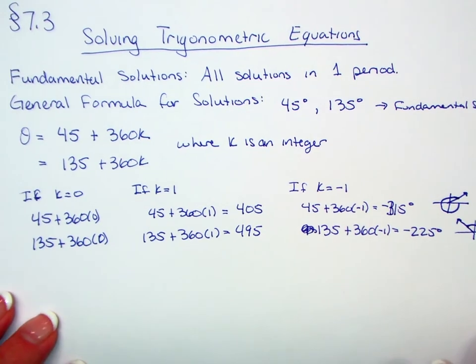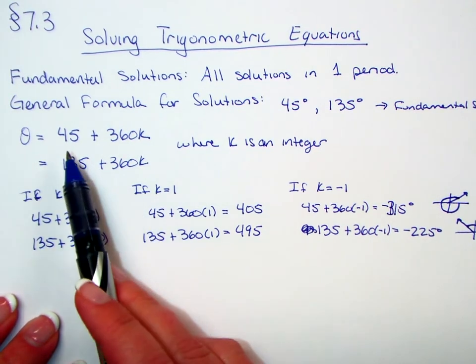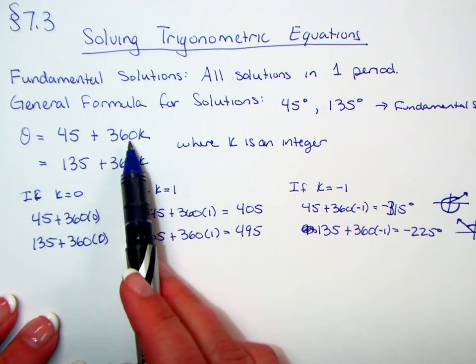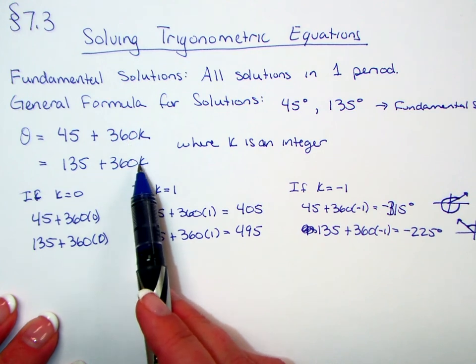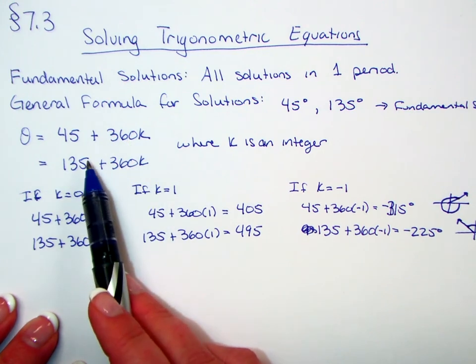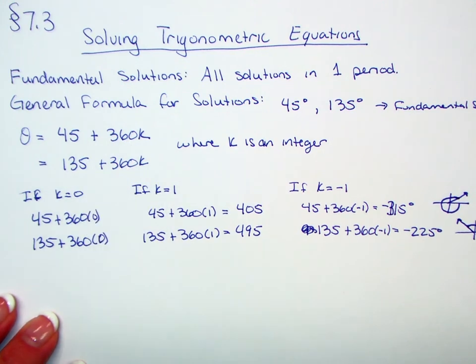So when we write a general formula, we're going to take our fundamental solutions and add the period times k to all of our fundamental solutions.